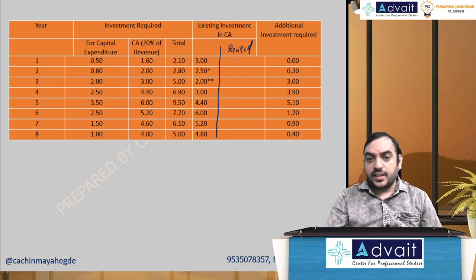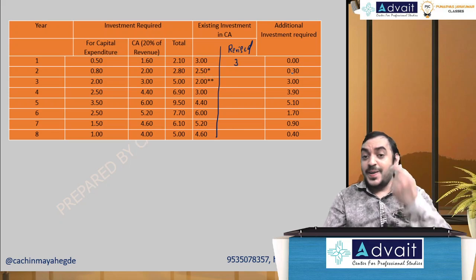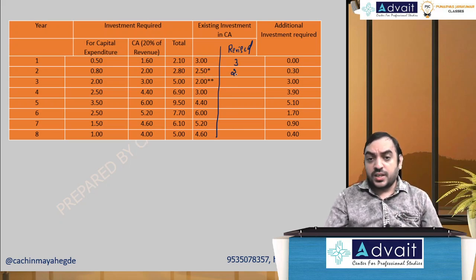Here we have not spent anything. This continues to be 0. And here 2.5 we have, additional investment 0.3. So this becomes 2.8. Out of 2.8, next year you have spent capital expenditure 0.8 that you will pay out. So the next year balance is 2. And out of this 2, next year, what you spent is 2. That's what we got here, 2.